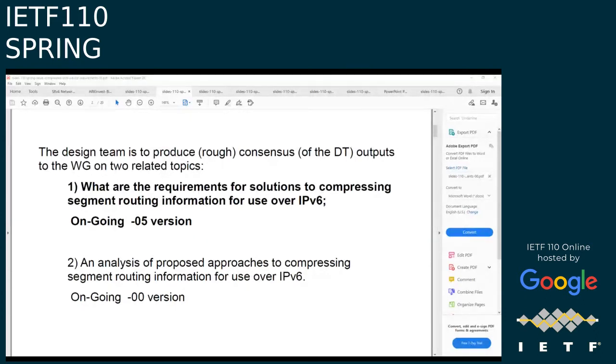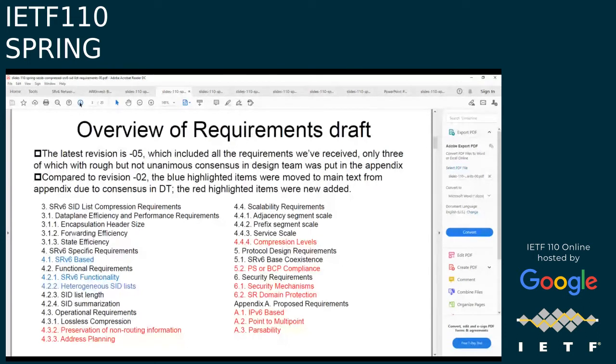Okay. So this page, I think we have already uploaded the 05 revision, and I think we hope to present the slides based on the latest version. So next page. And here is the latest status of the requirements draft.